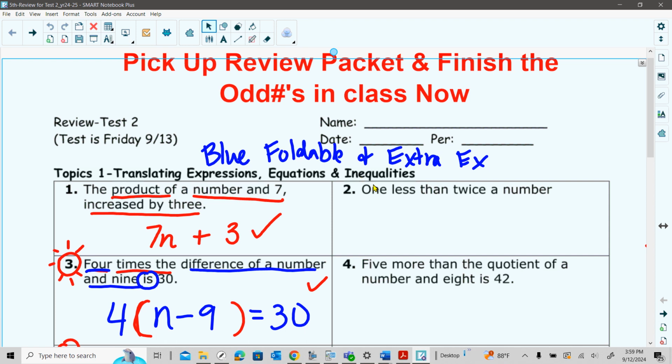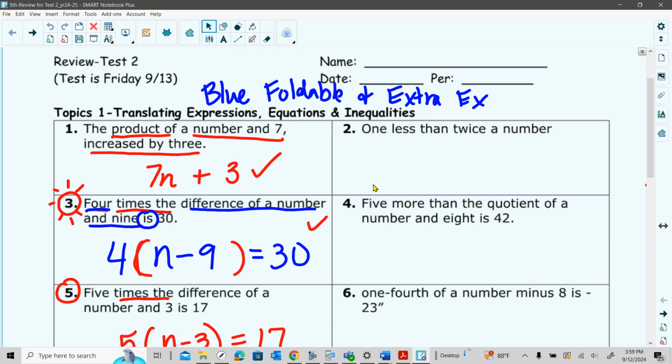All right, guys, you've got to finish the evens for homework tonight. I'm just going to go over each section again, just in case you need reminders, some key information.